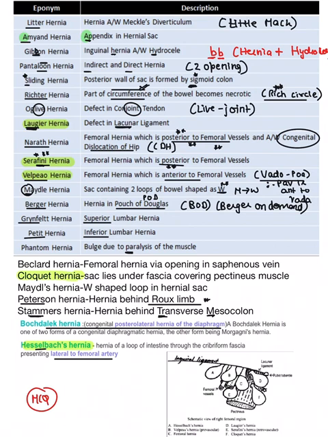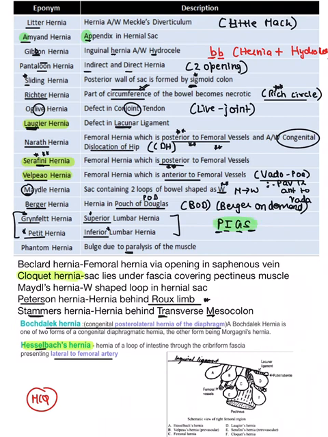Now see, if you have two triangles, one is the inferior triangle of Petit, guys, and one is the superior triangle of Grynfeltt. So the superior lumbar area is Grynfeltt and the inferior is Petit, guys. And how can you remember if you don't want to get confused? PIGS, guys. Petit is inferior, Grynfeltt is superior. So no getting confused.